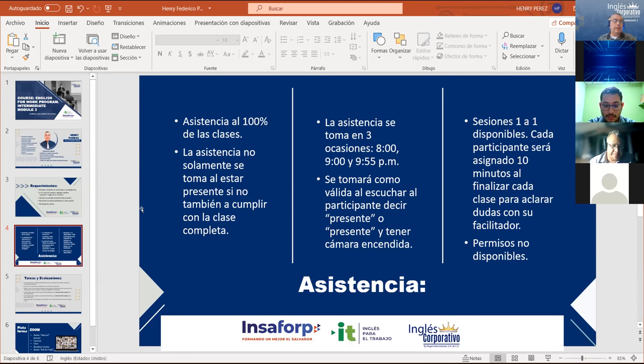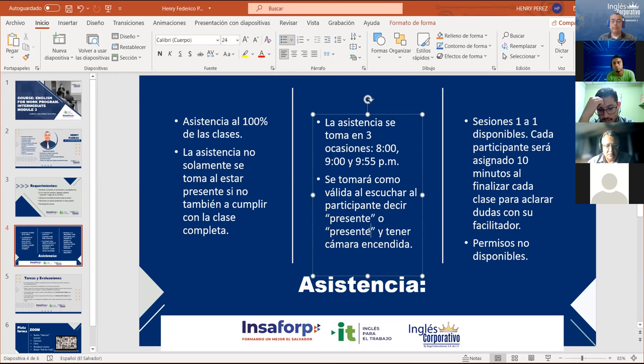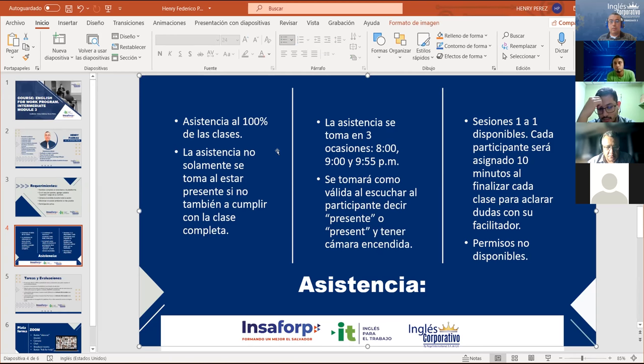Juan José Ábalos, can you read the next two, please? La asistencia se toma en tres ocasiones, 8, 9 y 9:55 p.m. Se tomará como válida al escuchar al participante decir presente o present y tener cámara encendida. Okay, it should be present here, right? Okay. So, ya hice la primera asistencia, right?